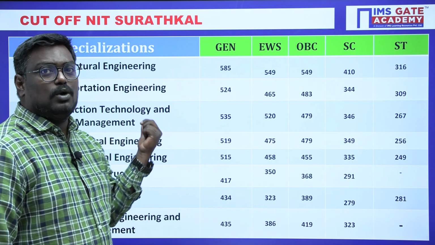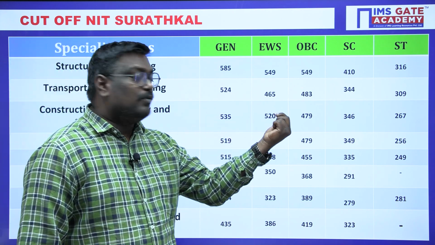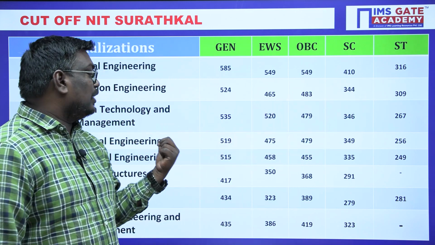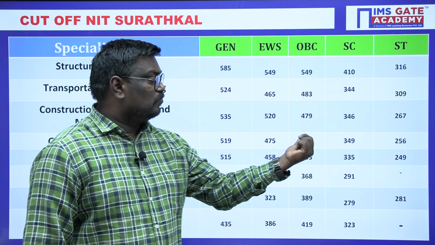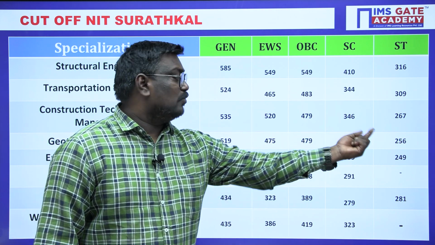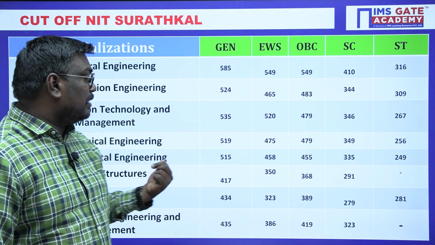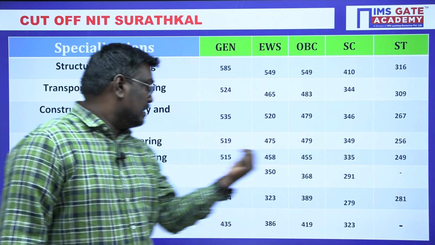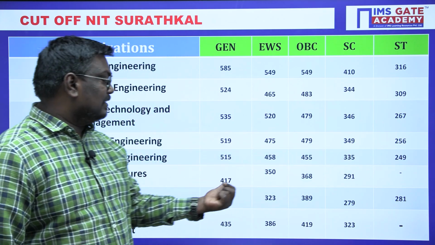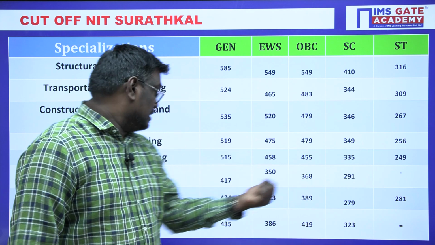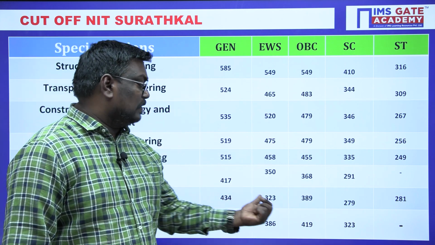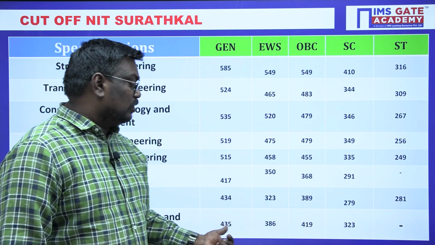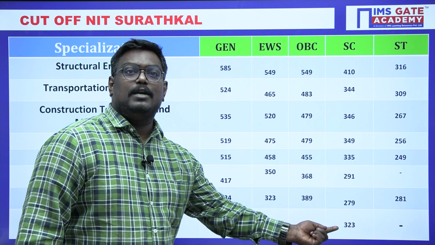Coming to the construction technology and management, it is 535, 520, 479, 346 and 267. And coming to the geotechnical engineering, 519, 475, 479, 349 and 256. Coming to the environmental engineering, it is 515, 458, 455, 335, 249. And coming to the marine structures, it is 417, 350, 368, 291. And coming to the geoinformatics, 434, 323, 389, 279 and 281. And coming to the water resources engineering, 435, 386, 419 and 323.